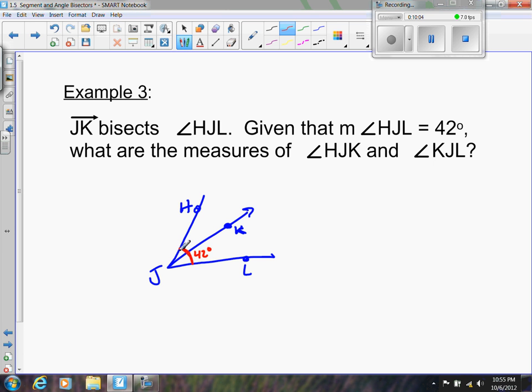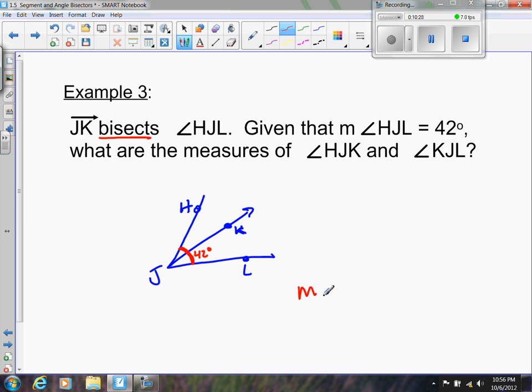So notice when I make this bigger angle, I'm talking about from here to here. If I wanted to talk about the smaller angle, I would have needed this line in here. Okay, this line is saying the big angle is 42 degrees. And we had this ray bisecting it. It's important to know what bisects means. What are the measures of angle HJK and angle KJL?